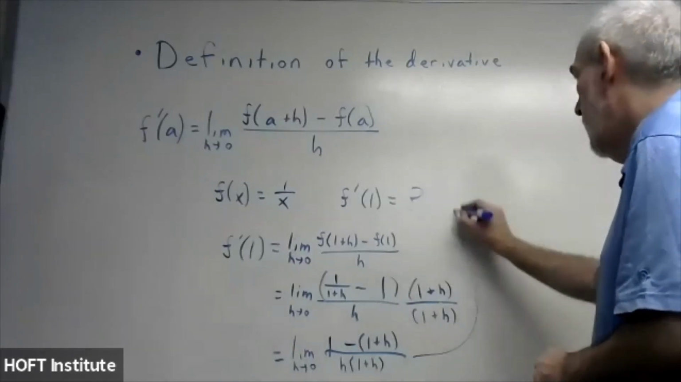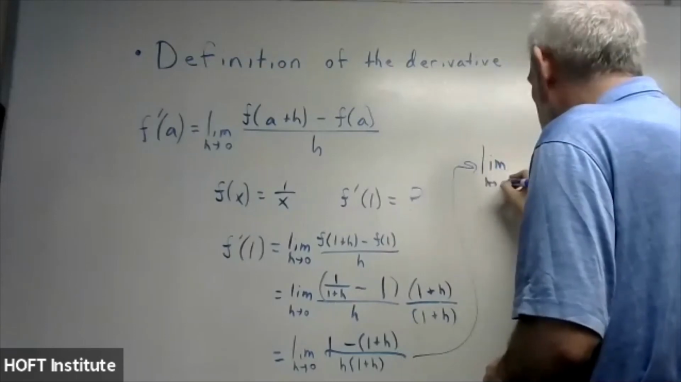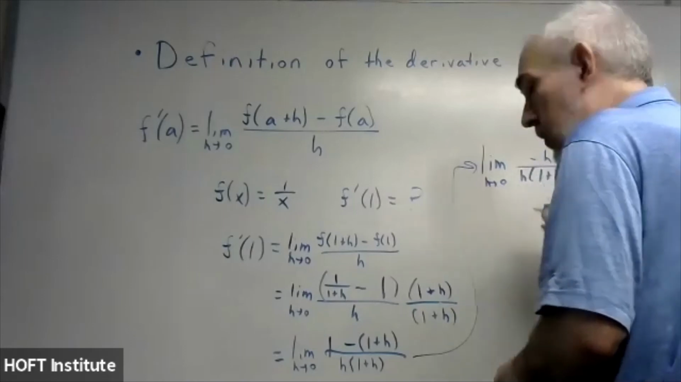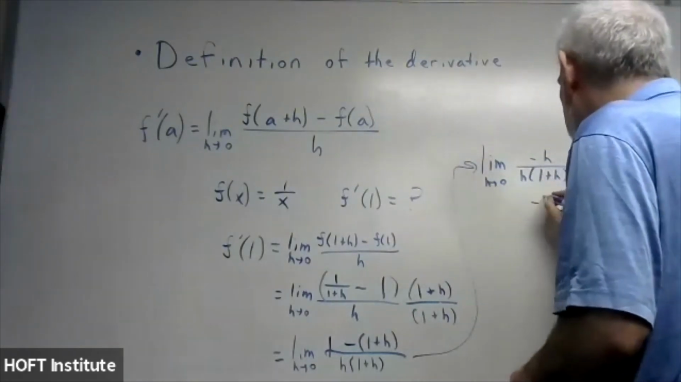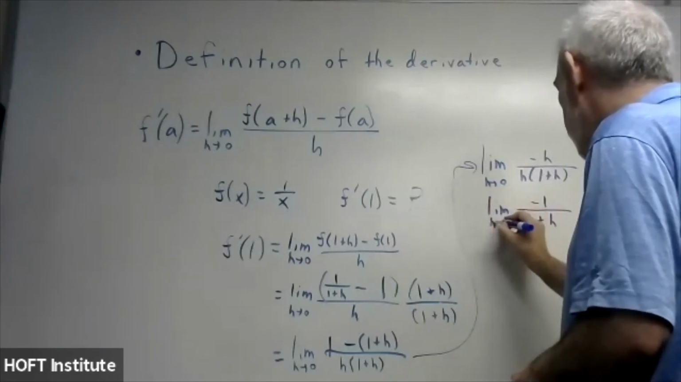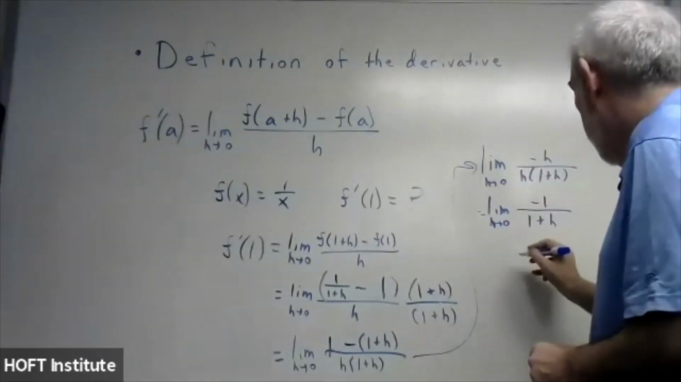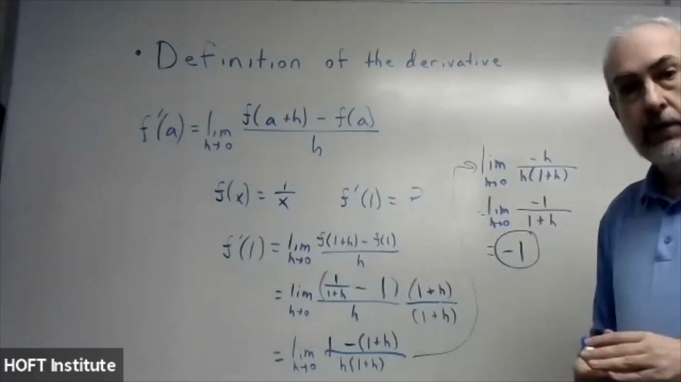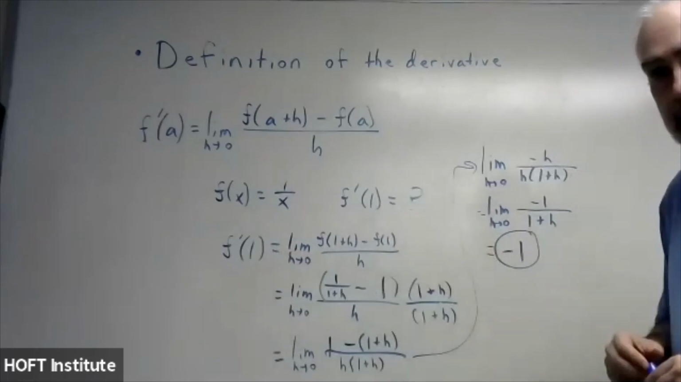So let's continue this up here. We now have the limit as h approaches 0 of minus h over h times 1 plus h. Now you can divide by h on the top and bottom, and now we're ready to plug in 0. If you plug in 0 for h, you get minus 1 over 1, which simplifies to minus 1. So the derivative of f at 1 was minus 1.